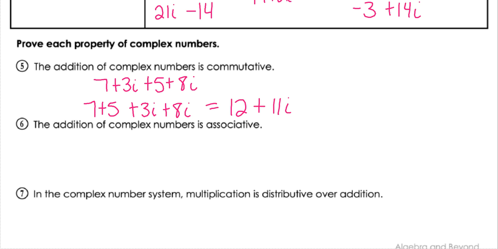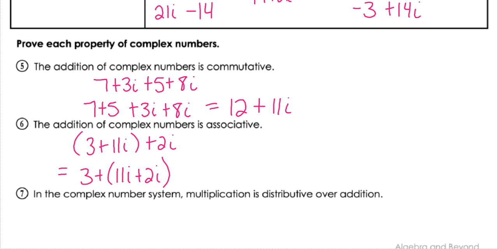All right, the second property is that the addition of complex numbers is associative. So if I take 3 plus 11i and I add 2i, that's the same thing, right? Associative means I can rearrange where the parentheses are, so it is 3 plus 11i plus 2i. I can combine the terms with parentheses and get 3 plus 13i.